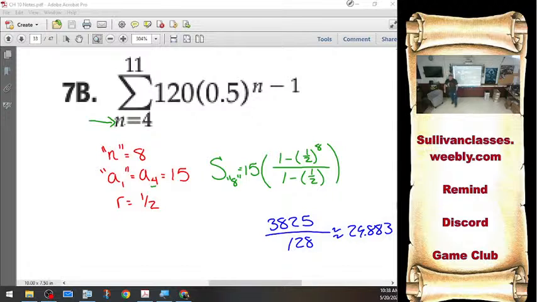Or about 29 and change. Okay, so it's just more formula, plug and chug, new type of formula.